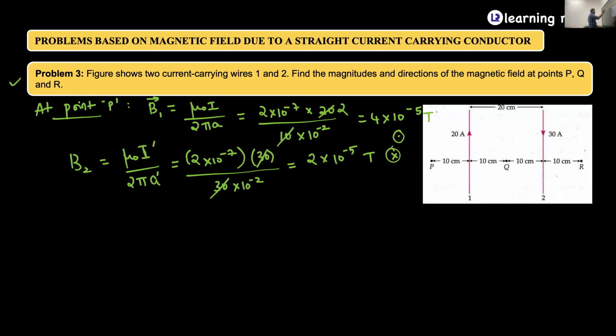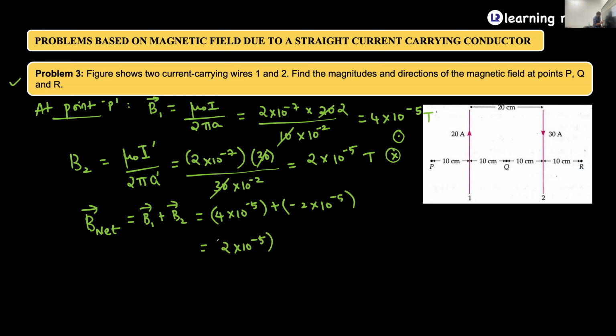Our objective is to find the magnitude and direction. For finding the magnitude and direction, if I calculate the net value, I will use the principle of superposition, where I will write it as B1 vector plus B2 vector. What is the value of B1 vector? It is going to be 4 into 10 power minus 5, plus the value of B2 vector, I will write it as minus 2 into 10 power minus 5, because outside I consider to be positive, inside I consider to be negative. So what is going to be the resultant value? It will be 2 into 10 power minus 5 Tesla. So the answer will be 2 into 10 power minus 5 Tesla.